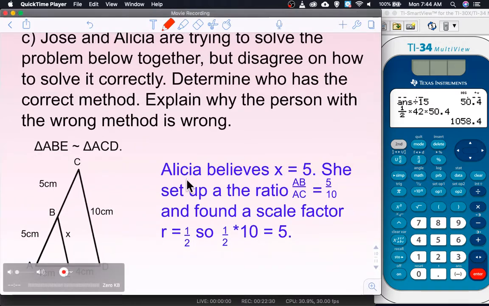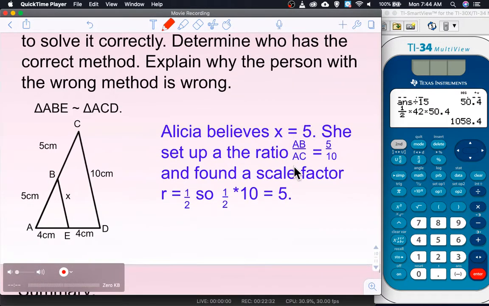Alicia believes x equals 5. She had to set up the ratio AB over AC, which was 5 to 10, and found a scale factor of 1/2. So half of 10 is 5.